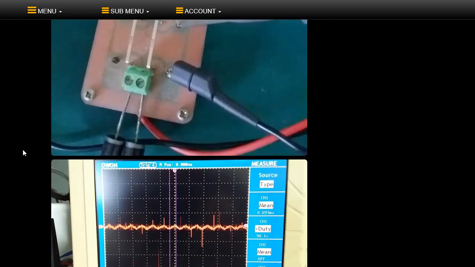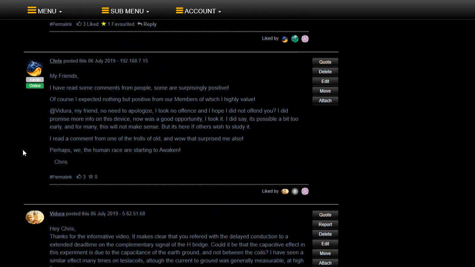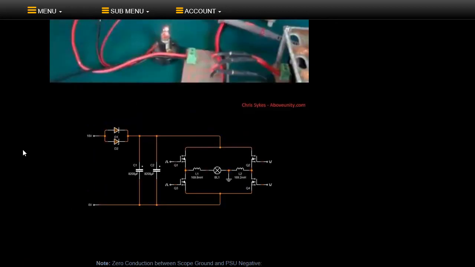Again, lots of good experiments. We've seen some good stuff. Everybody's doing a fantastic job.